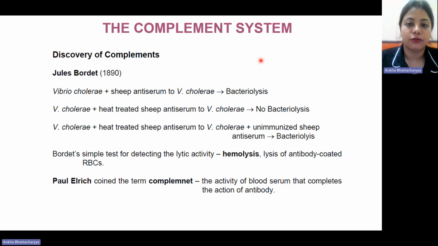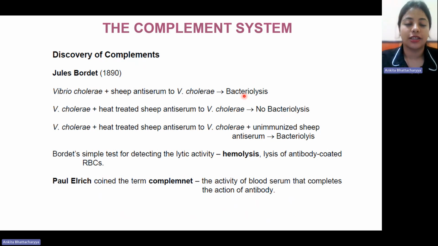So we'll briefly go over the type of experiments from the very early discovery of the complement system, which was by Jules Bordet, and how Paul Ehrlich contributed as well. So what did he observe? As early as the 1890s, Vibrio cholerae, which is the pathogen responsible for causing cholera, when subjected to antiserum from sheep specific to Vibrio cholerae, led to bacteriolysis, which means that these bacteria would die and be lysed, and as a result would no longer be able to cause infection.